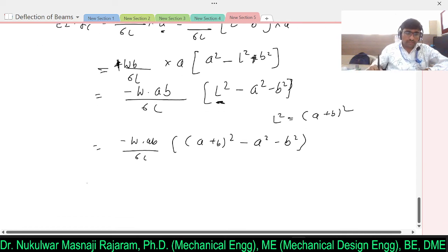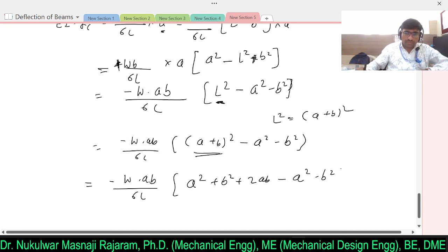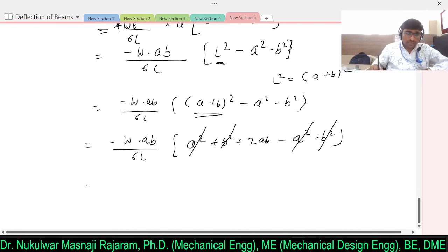It is not over yet. Minus W AB divided by 6L. So just expand this bracket. I can write A square plus B square plus 2AB minus A square minus B square. So A square gets cancelled, B square and minus B square get cancelled. So finally I will get minus W into AB divided by 6L into 2AB.